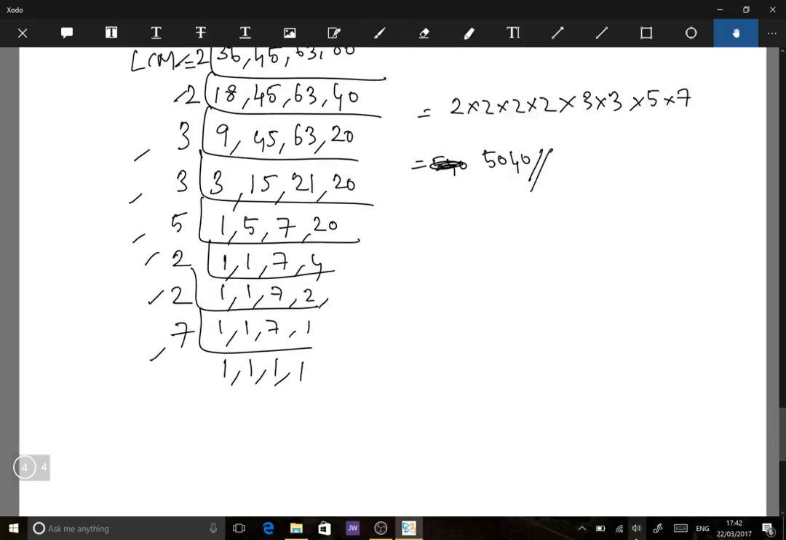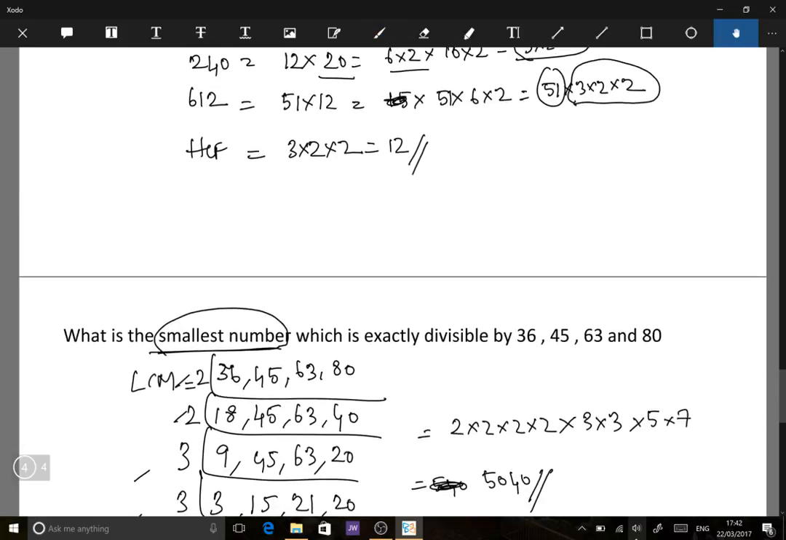These are some of the important methods which we can expect based on HCF and LCM.